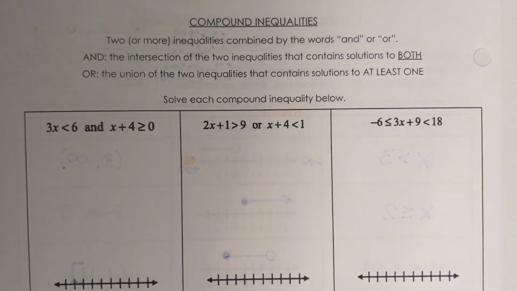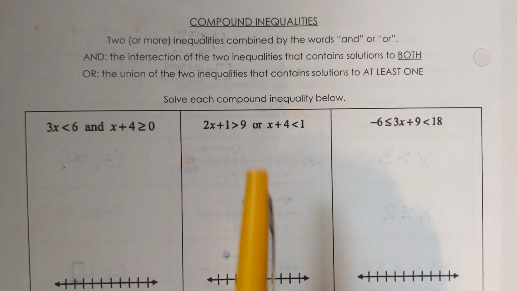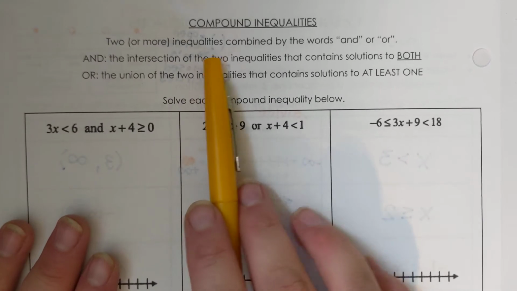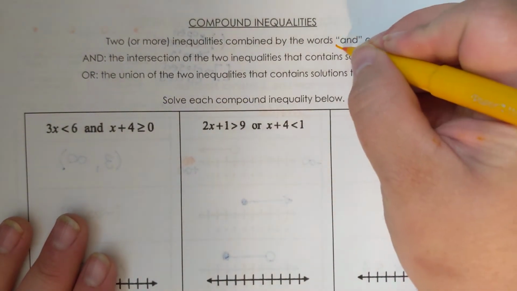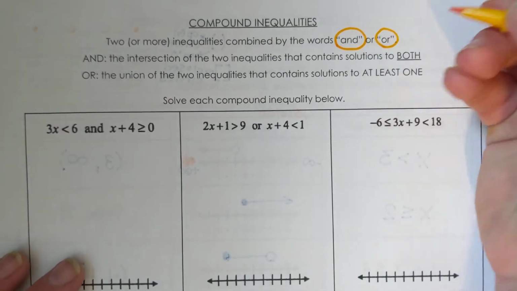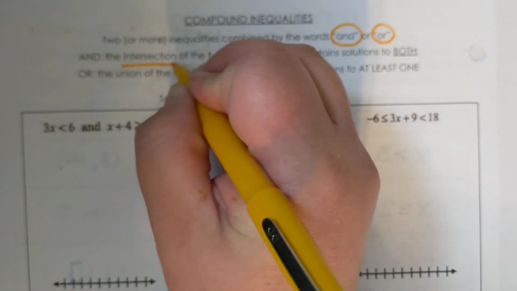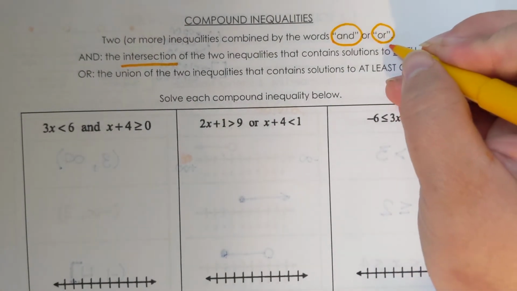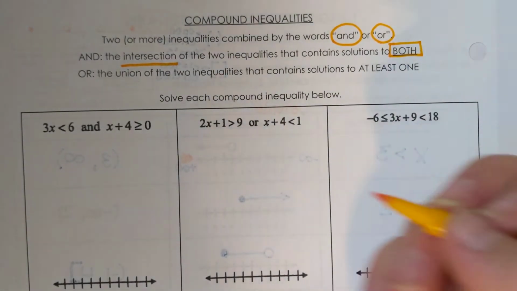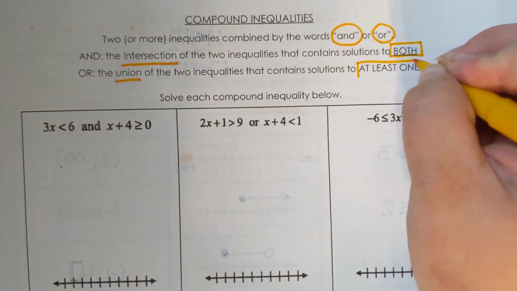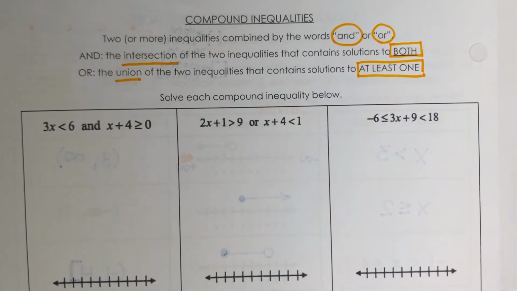Here is the backside of 1.2 inequalities. These are called compound inequalities, which means that there are going to be two or more inequalities combined by the words and, or. And means the intersection of the two inequalities, and you're basically looking for where both are true. Or is what's called a union, and that means it has to be at least one of them. So it can be one, the other, or both all put together. It can be any of those possibilities. It just has to be where something is shaded or true.